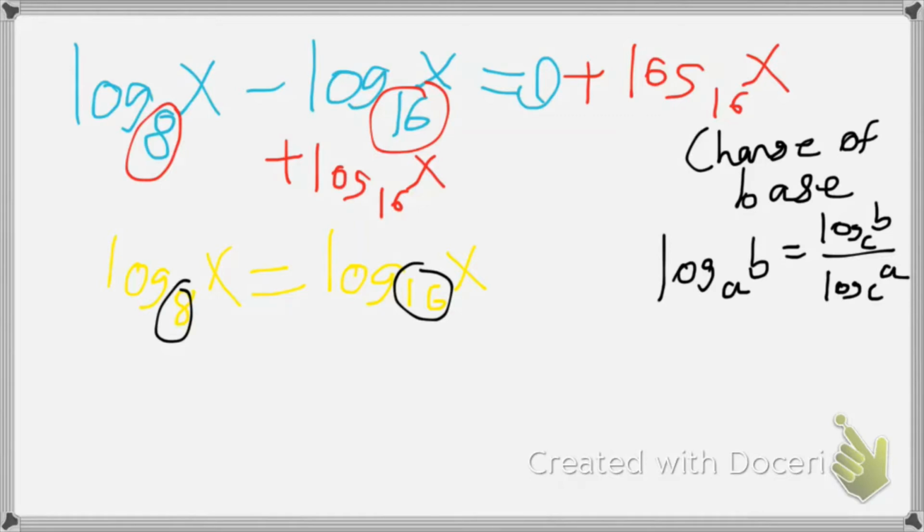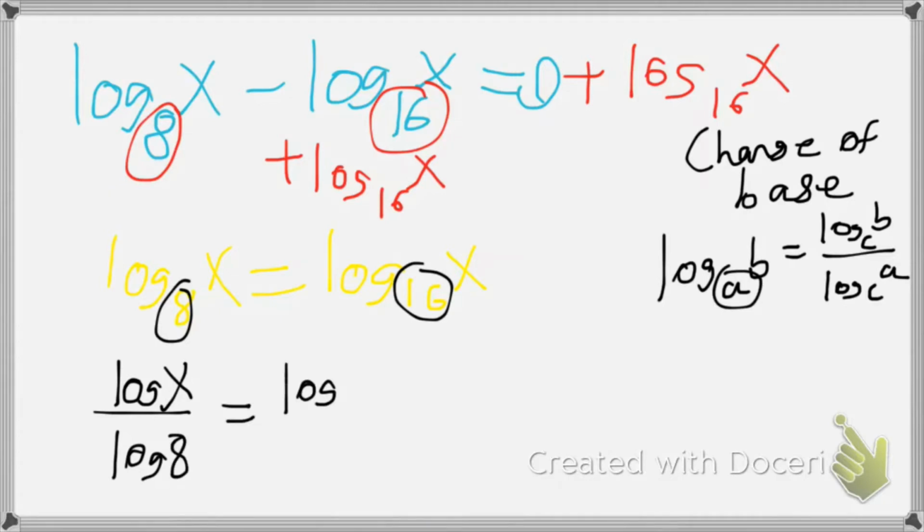So our A is 8 on the left hand side, and on the right hand side our A is 16, and our B's on both sides are x. So I think the best way is to use log base 10. So log base 10 of x over log base 10 of 8 equals log base 10 of x over log base 10 of 16.